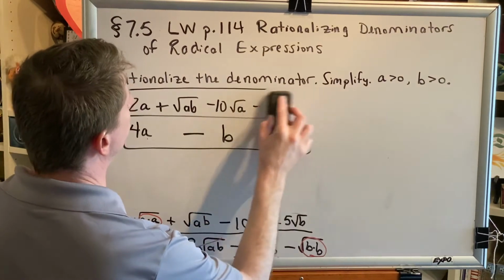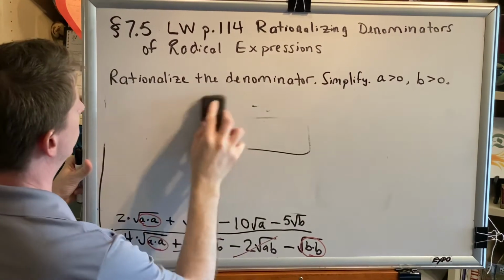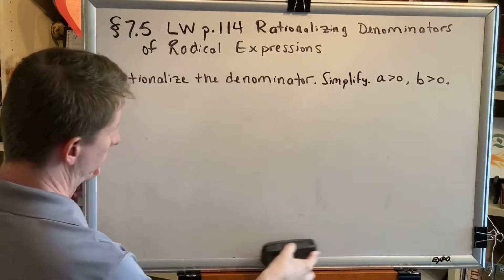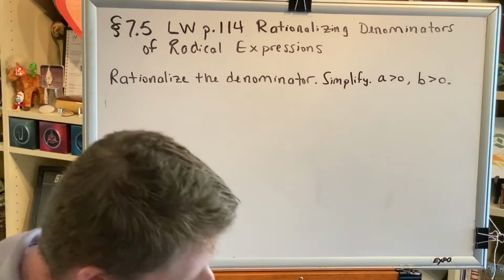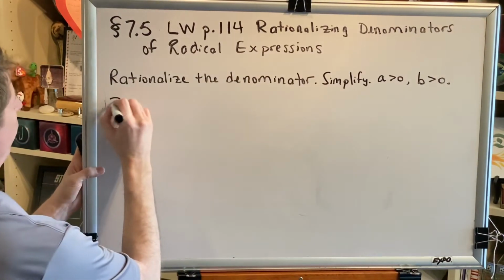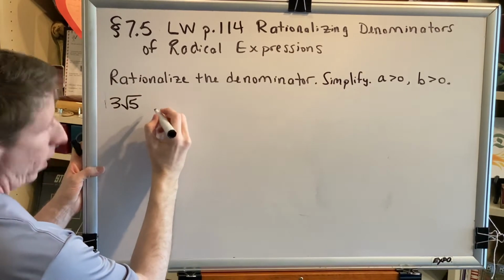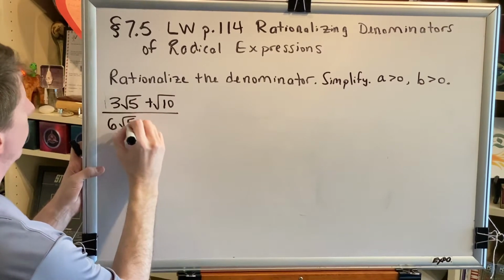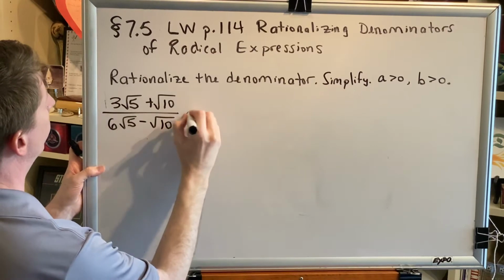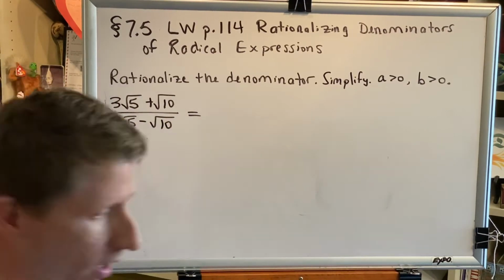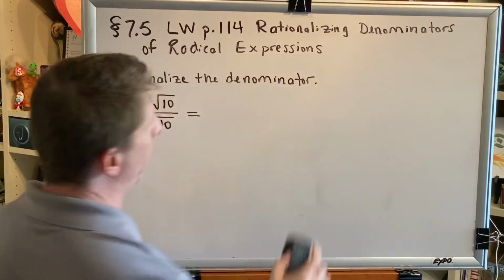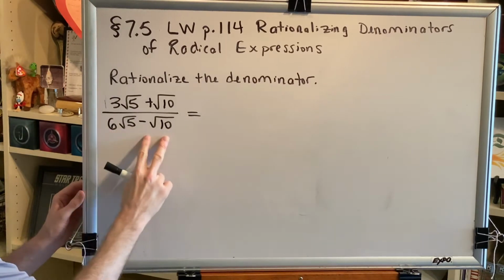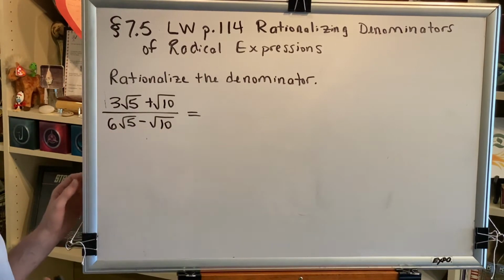Let's try another one. Three root 5 plus root 10 over 6 root 5 minus root 10. Okay, the first thing we want to do here is count the number of terms in the denominator. There are 2. 1, 2. 6 root 5 is the first term, and subtract root 10 is the second term.